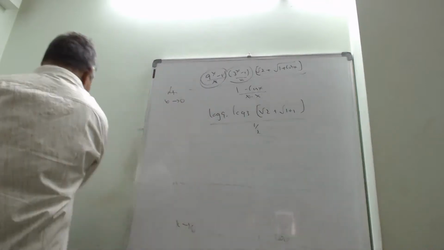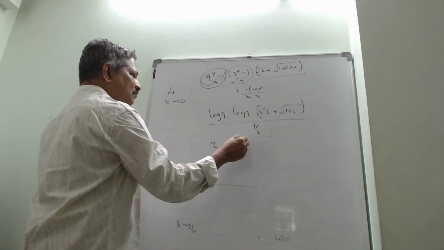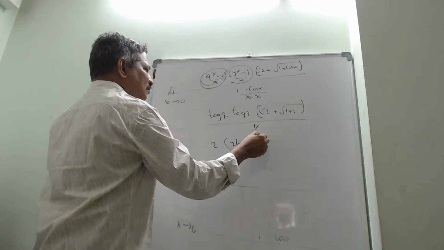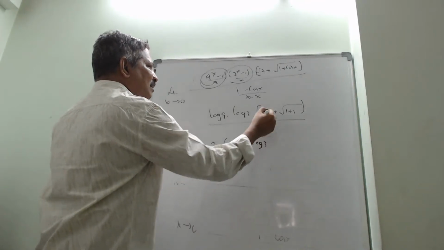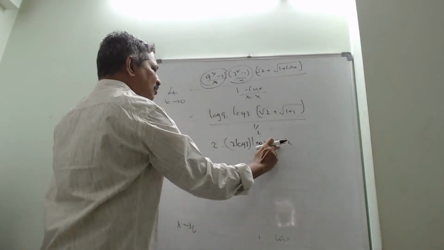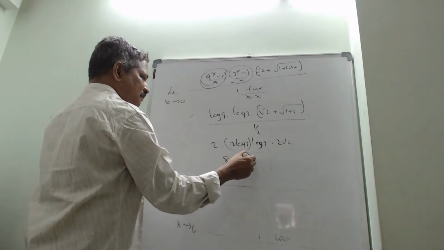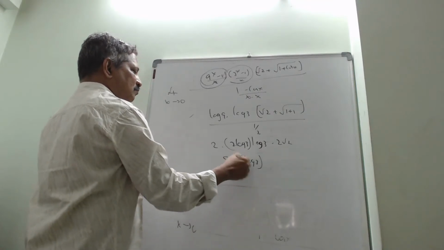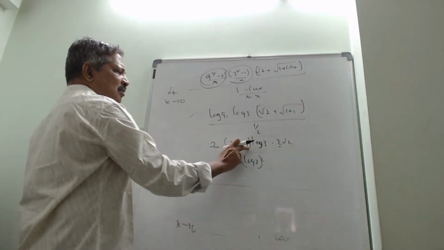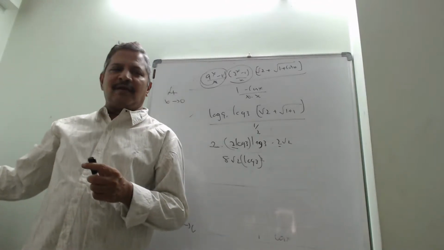Now this 1 by 2 will come to the numerator. Log 9 I can write as 2 log 3, into log 3, and this is nothing but root 2 plus root 2, which is 2 root 2. These are in the numerator. 2 into 2 is 4, into 2 is 8, so 8 root 2 (log 3) squared. Because log 9 is 2 log 3. So this is another problem.